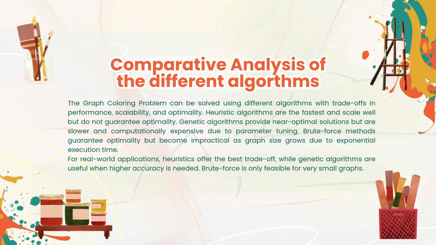A population of random solutions is created. Each solution is evaluated based on how well it minimizes conflicts between adjacent nodes. The best solutions are chosen, and 2 solutions are combined to create new ones. Small changes are made to explore more possibilities, and the process is repeated until a good solution is found or the maximum number of iterations is reached.